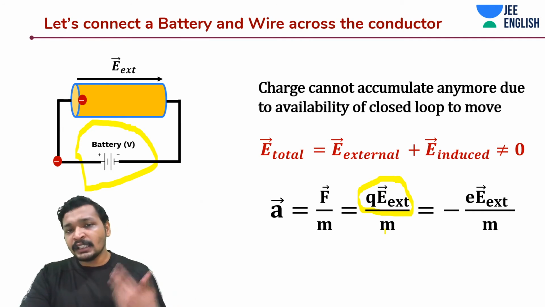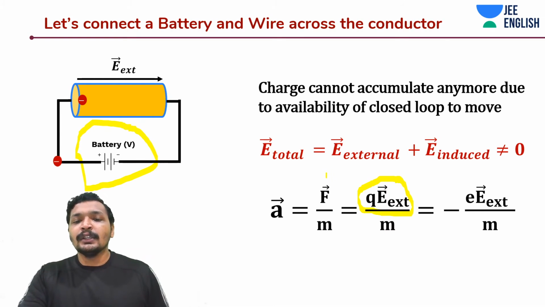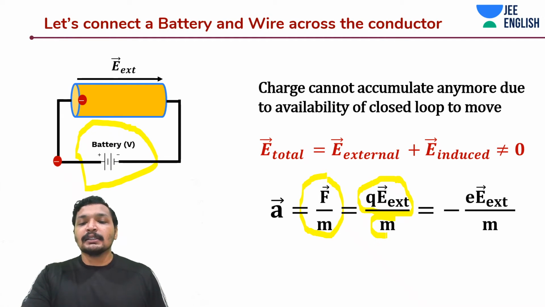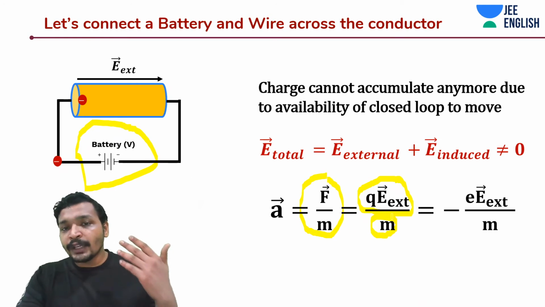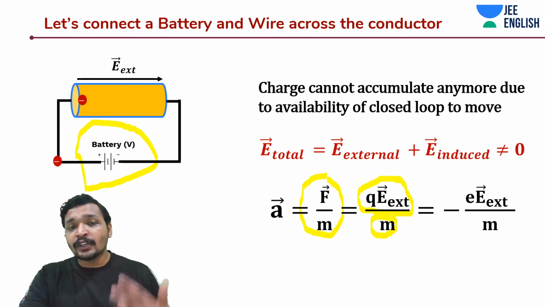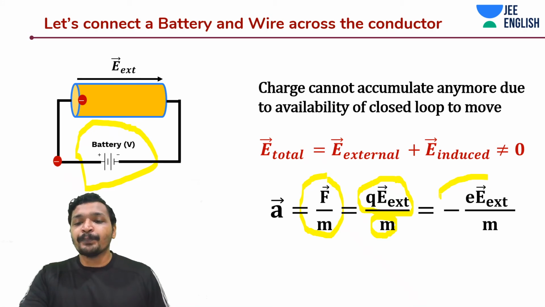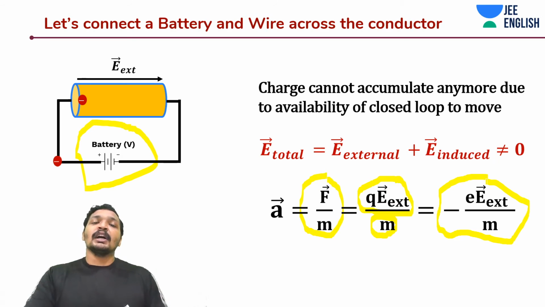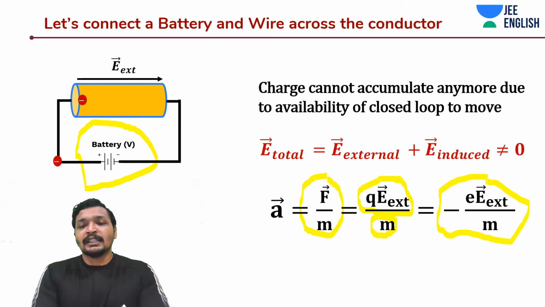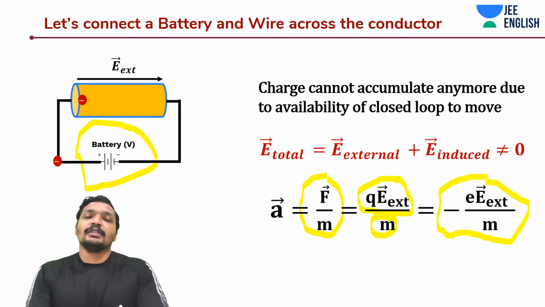How do you find the acceleration? F is equal to ma, which is equal to QE. You divide this QE force by mass and you get the acceleration. If it's an electron, Q is equal to minus e. So that would become minus e E_external divided by m. That is the charge of the electron times the electric field divided by m, in the opposite direction, which is going to be the acceleration of electrons. Because in a conductor, the electron is conducting.